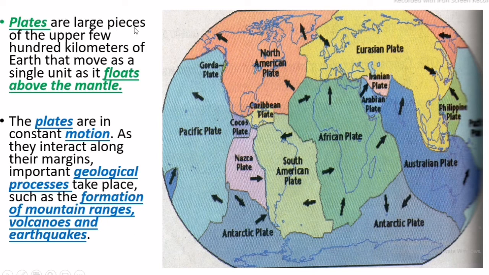Plates are large pieces of the upper few hundred kilometers of Earth that move as a single unit as they float above the mantle. So remember that the lithosphere is composed of the crust and the upper mantle, and the lithosphere is divided into several plates. Each plate moves slowly but constantly. The plates are in constant motion as they interact along their margins.